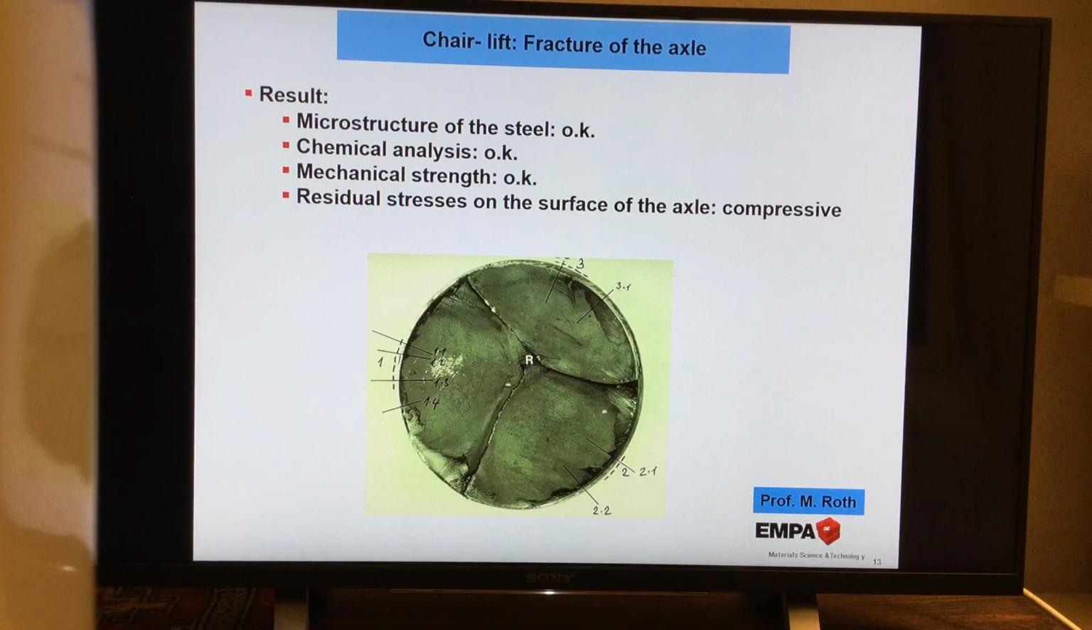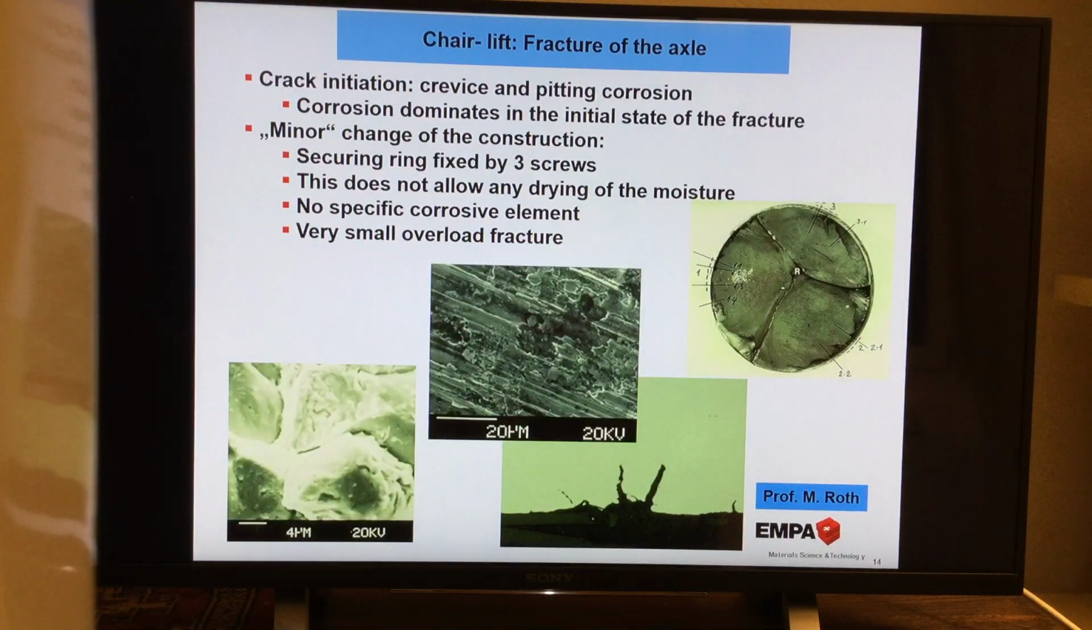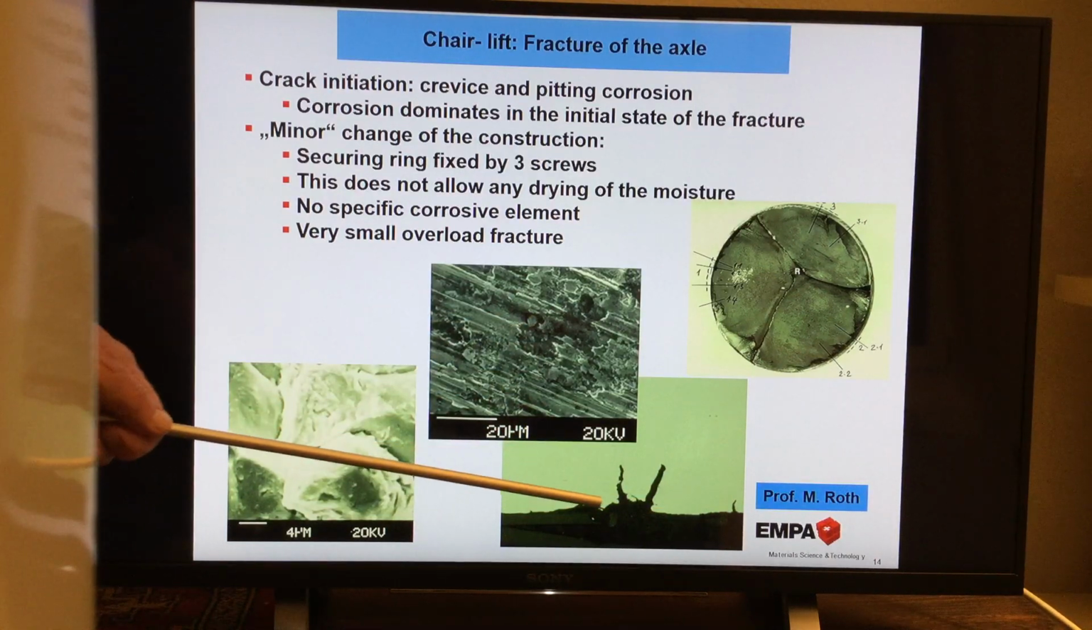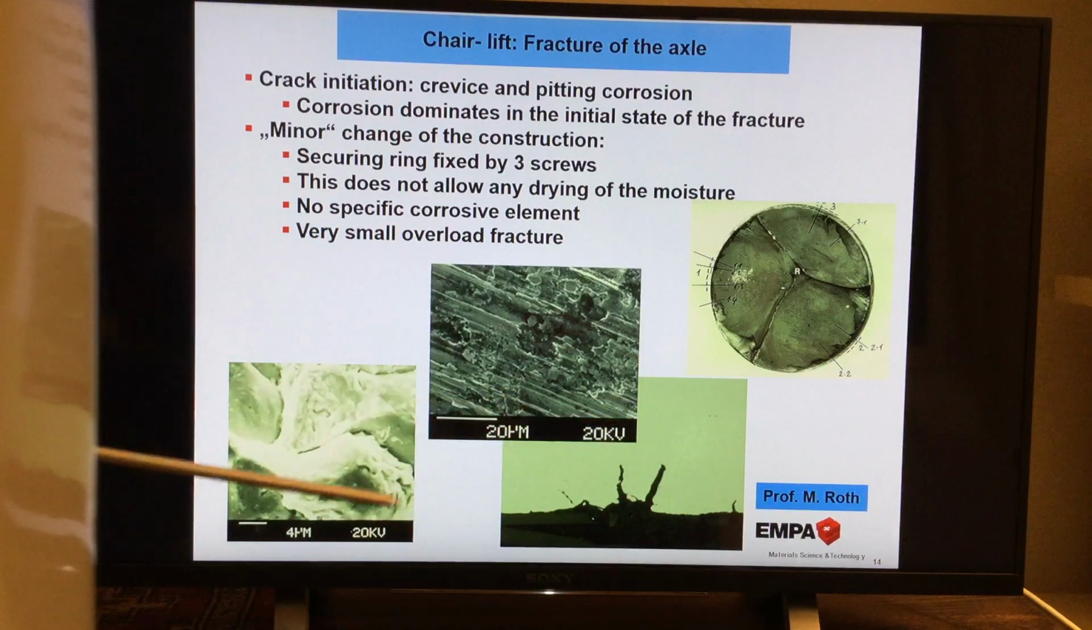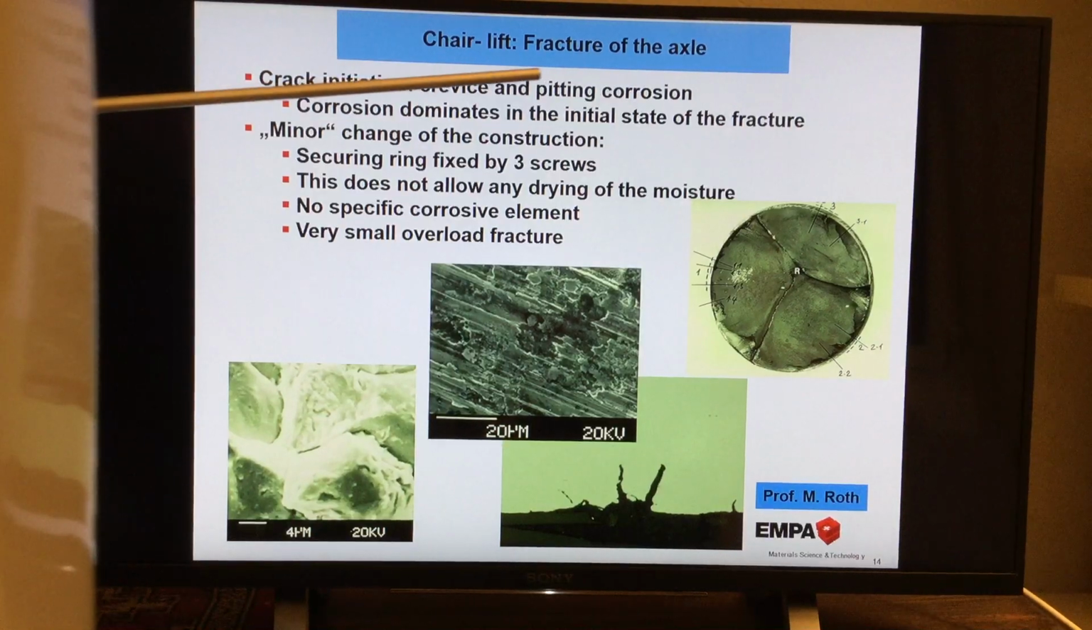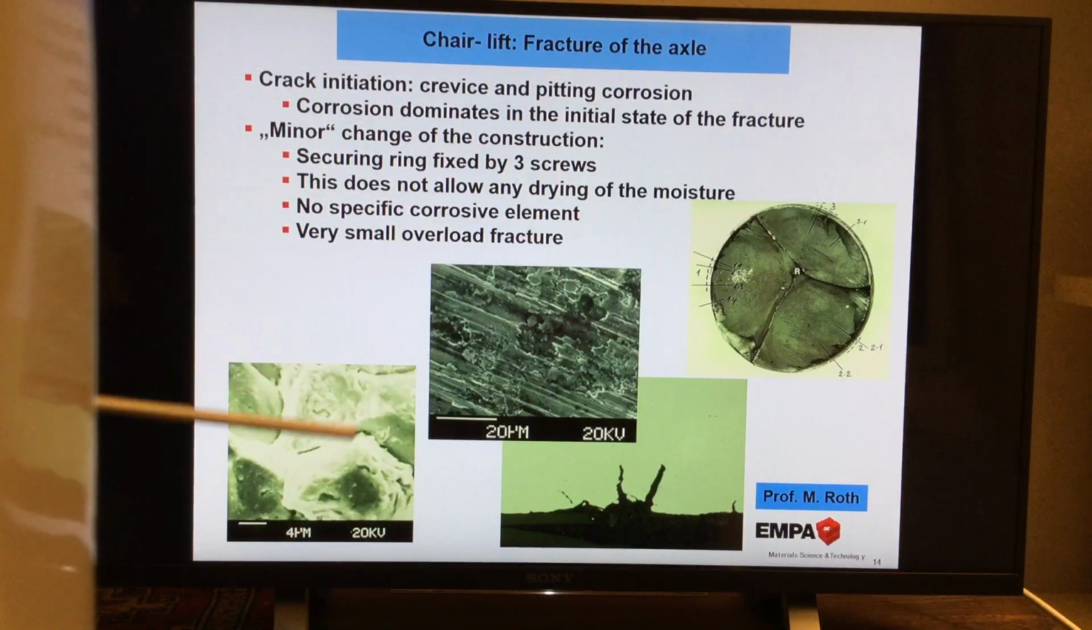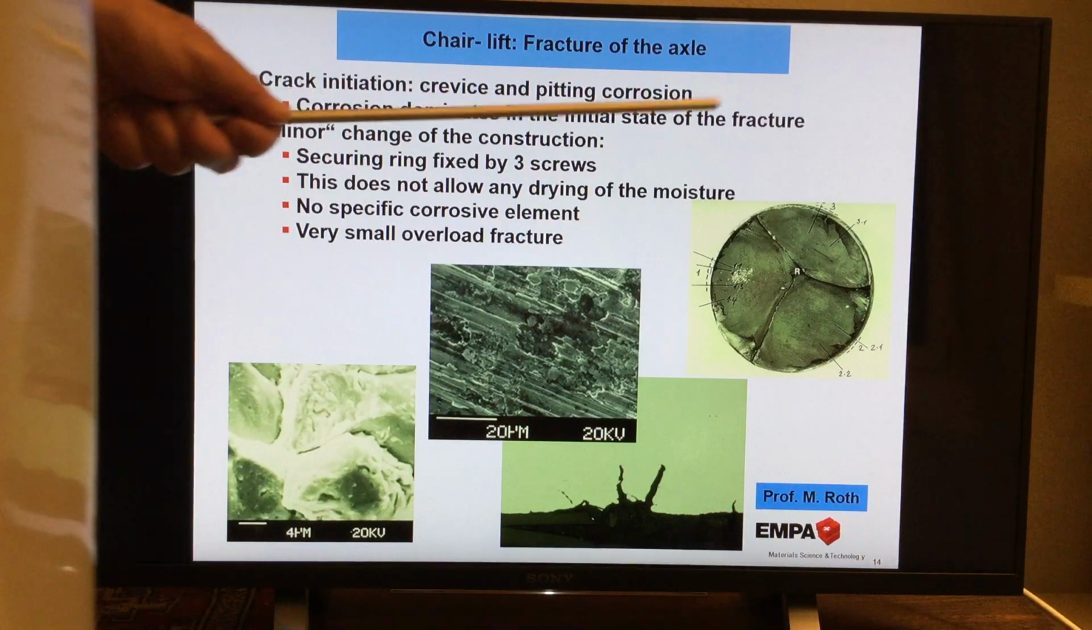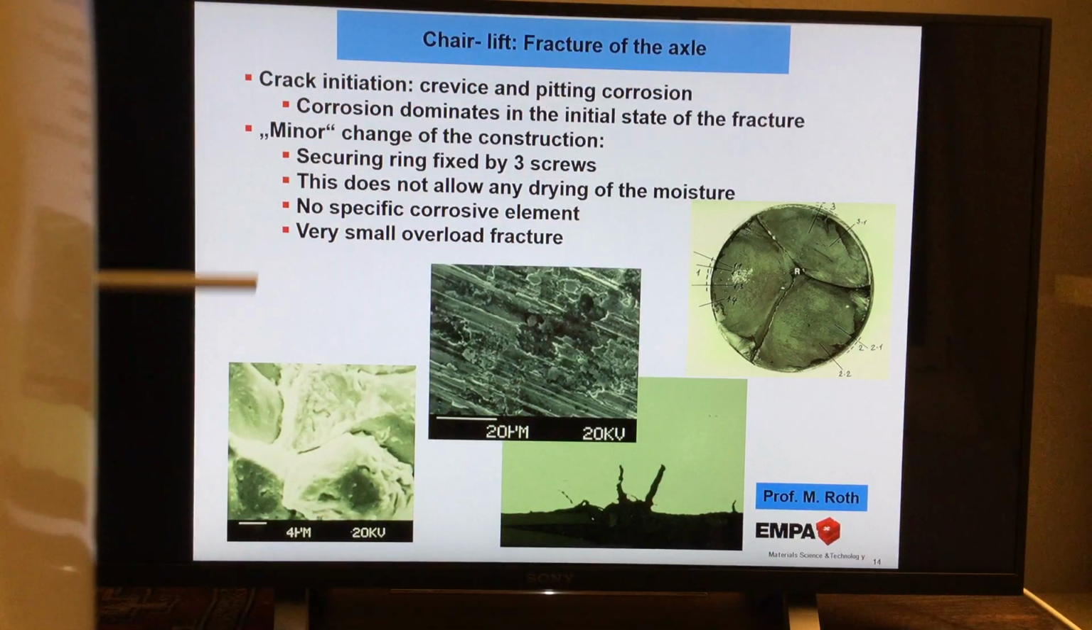Now, what is the real mechanism? As we have already seen from our findings, again here the surface with the corrosion pits, then here the image, the metallographic specimen with the corrosion pit and the cracks, and here the scanning electron microscope. At the very beginning we do have pitting corrosion and the intergranular fracture until a depth of 2 mm. That means corrosion dominates in the initial state of the fracture. As again I told you, a minor change of the construction, secure ring fixed by 3 screws.